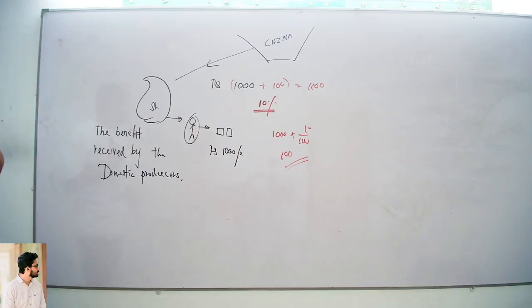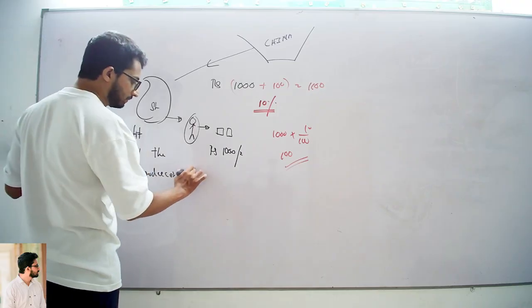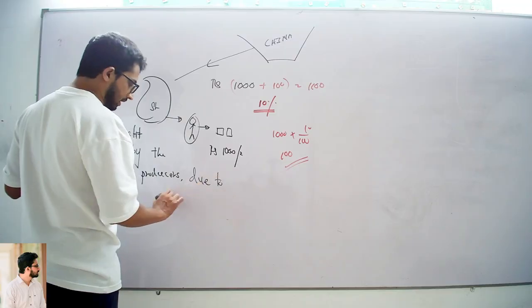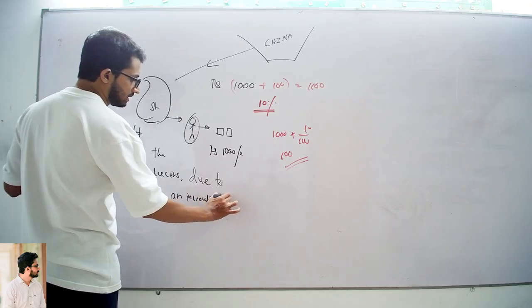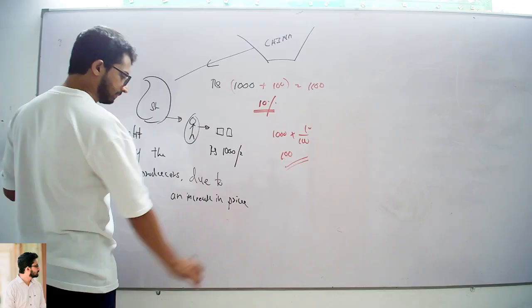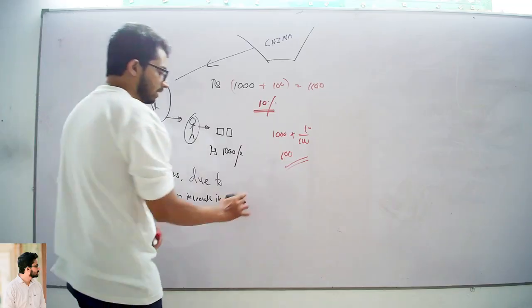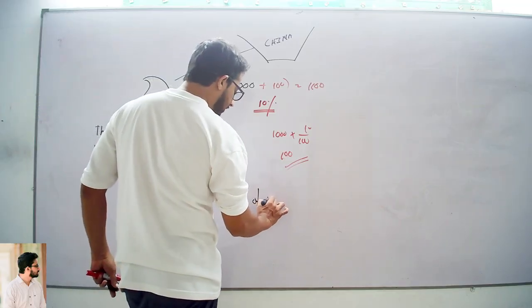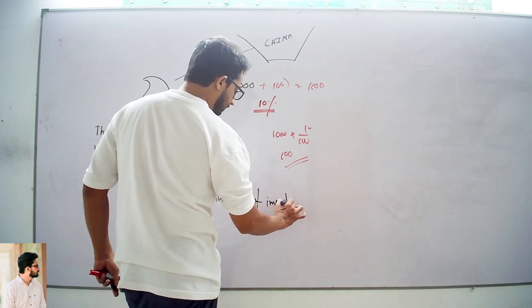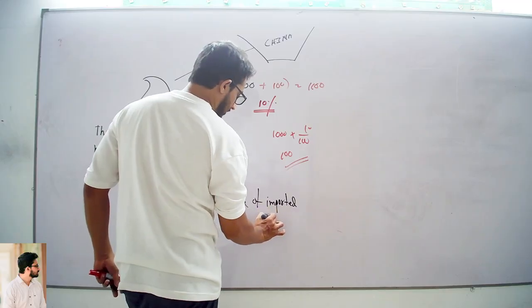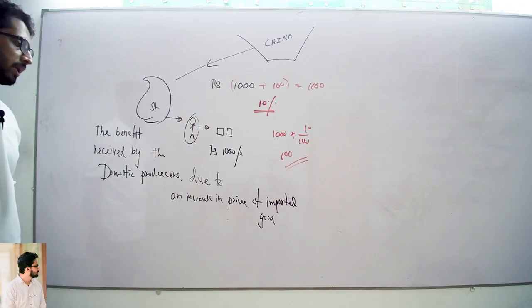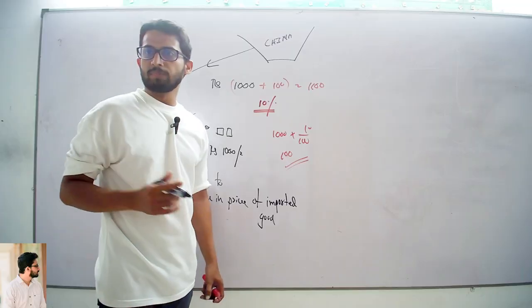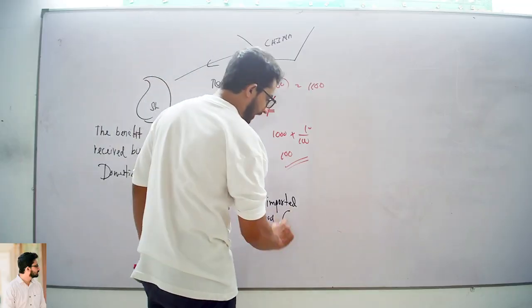So how are they receiving this benefit? Domestic producers benefit due to an increase in the price of the imported good. How does the price of the imported good increase? Due to the tariff.